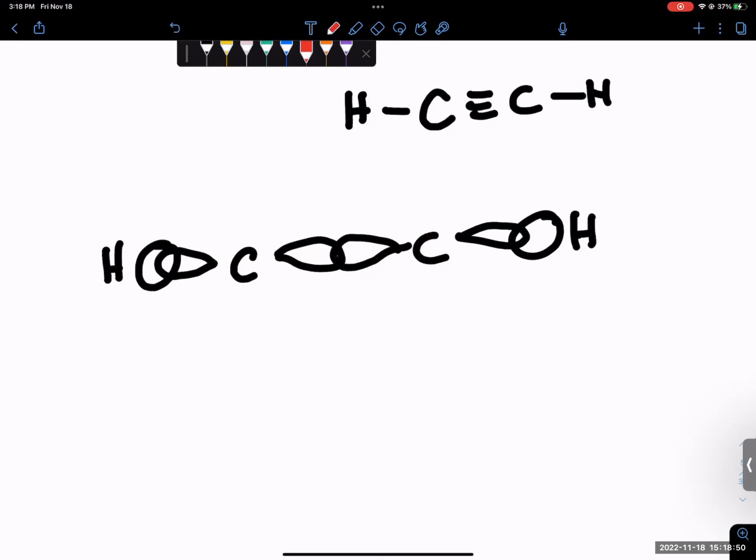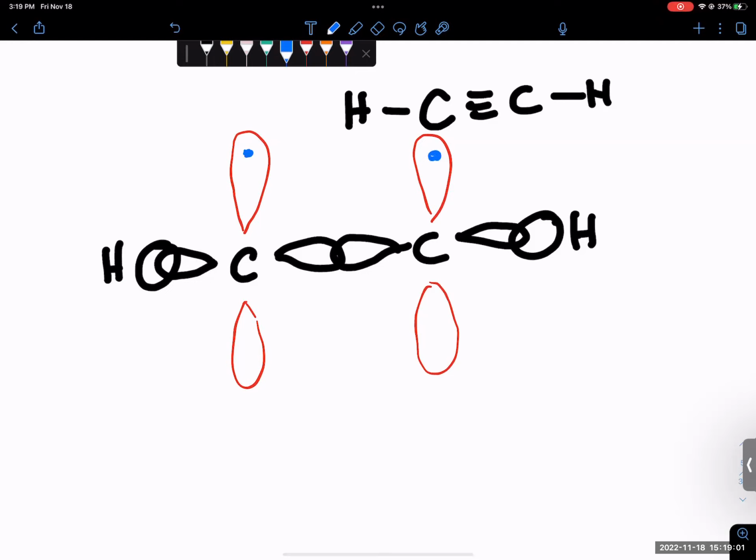So the first pi bond would go something like this. It would look like that. And there would be an electron in here and an electron in here, and they would be exchanging their electron density. The other one would be along a different axis. If this is the y-axis, this is the x-axis. The other one's going to be popping out of the page on the z-axis, okay? So it would be kind of like that.